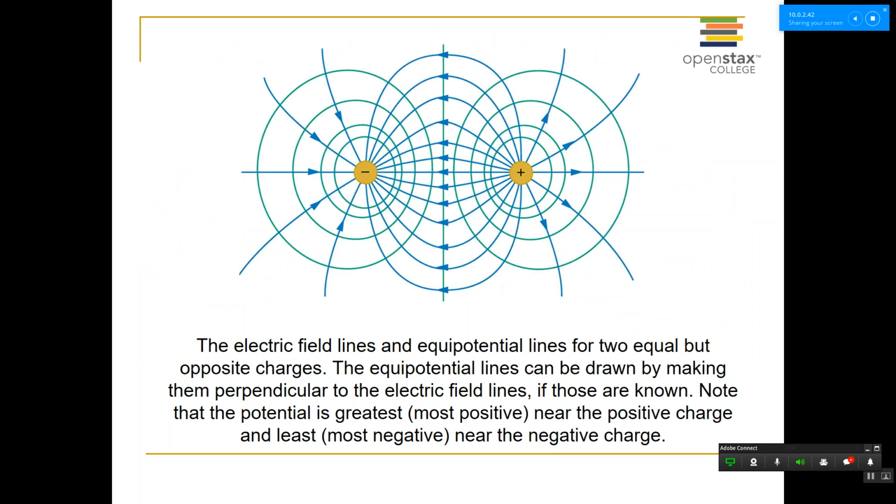So here is now all that explained. The electric field lines and equipotential lines for two opposite charges. This is what the diagram is showing. You have to make those lines perpendicular to each other. Take that for granted unless you want to do some pretty complicated linear algebra, and I know how much you guys are enjoying that right now.